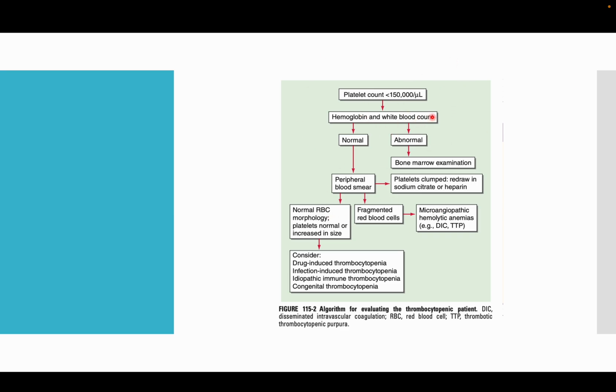Any abnormal hemoglobin and WBC lineage is there, you check for nutritional parameters and hemolytic causes and any CTD. If it is not there, any blast cells are abnormal, you check for bone marrow examination. Clumping is there, sodium citrate and heparin. Fragmented cells, microangiopathy. Only isolated thrombocytopenia, you check for drug induced or infection related or primary immune thrombocytopenia or congenital causes.